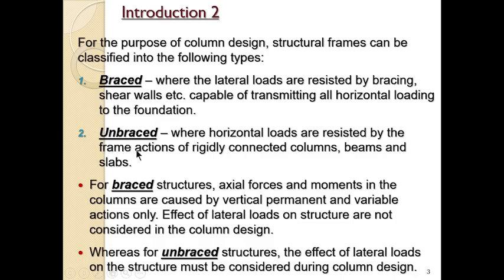But we also have the unbraced system, where the lateral loads are resisted by the columns, through the rigid connectivity of the frame, which is a combination of columns, beams, and slab. If that is the system resisting the lateral load, we consider it an unbraced system. For braced structures, axial forces and moments in the columns are caused by vertical permanent and variable actions only. Effects of lateral loads are not considered. Whereas for unbraced structures, it is the columns that help in resisting the lateral load of the system.